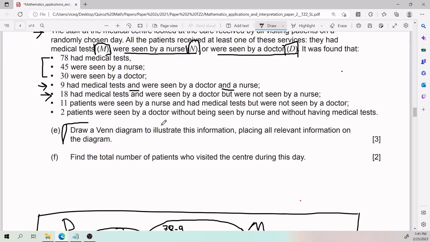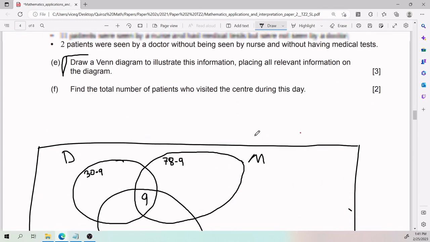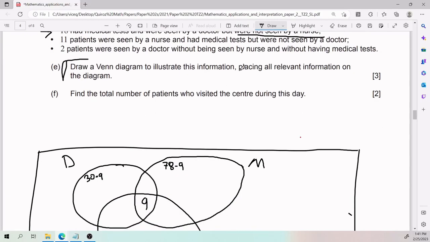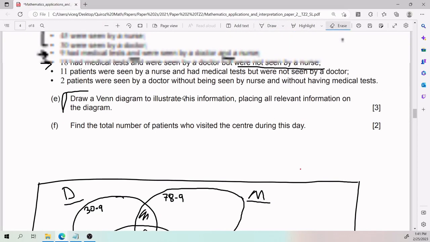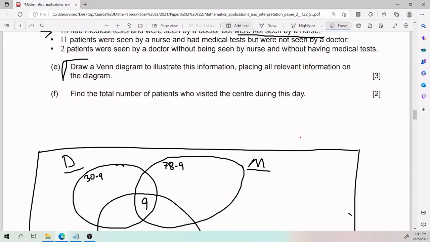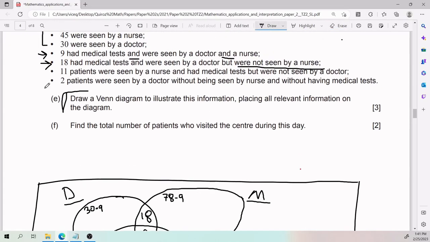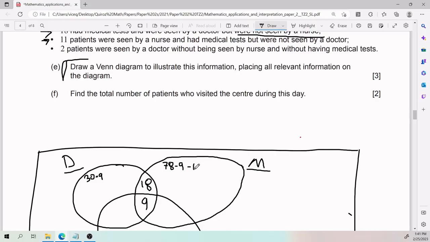18 had medical tests and were seen by a doctor, but were not seen by a nurse. So 18 had medical tests, so that would be M here, and were seen by a doctor, but not by a nurse. So medical test, doctor, not nurse, it's going to be this guy here. So that guy there, we just said was 18. Bada bim, bada boom. And now that we said 18, I actually have to subtract 18 from here and from here. Why? Because that 30 and that 78 is either only doctor or only medical check. Aha, now it's starting to make more sense.